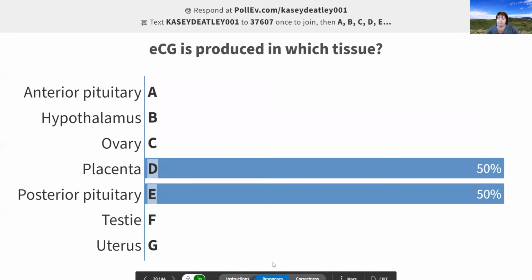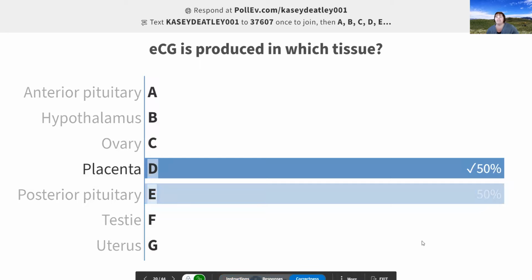So responses: placenta and posterior pituitary. And eCG is actually just produced in the placenta. So eCG is going to be one of those hormones that we can do a blood test for to see if mares are pregnant.